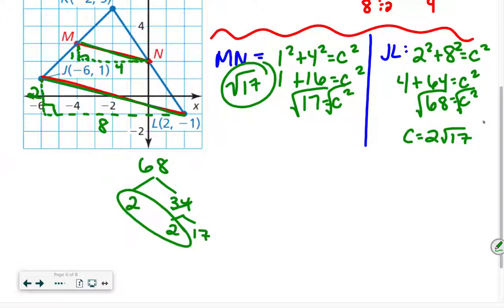Now, the reason why we like to keep them in exact form is because now you can prove that JL was exactly double the length of MN. Exactly double. Radical 17, 2 radical 17.